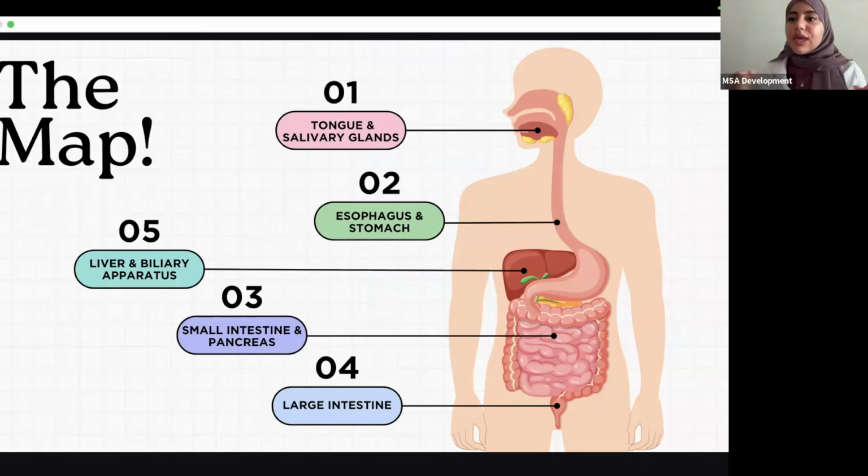I hope to make this quick and easy, a cohesive learning opportunity. Anyways, let's start. We're going to go from the oral cavity to the esophagus, the stomach, small intestines, large intestines, pancreas, everything. We're going to cover everything today, basically.